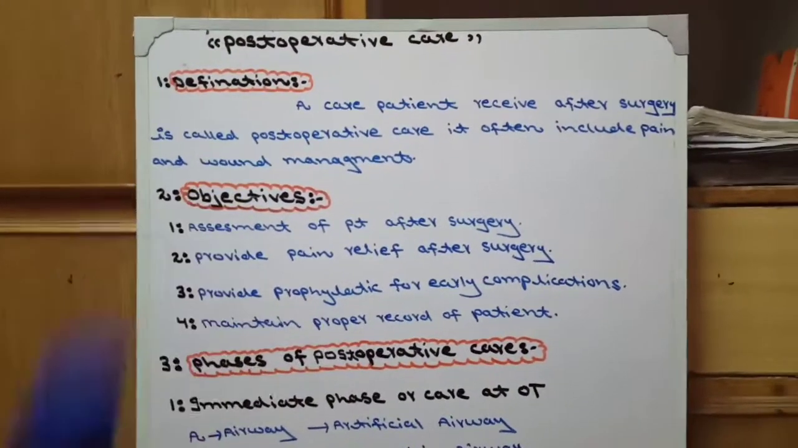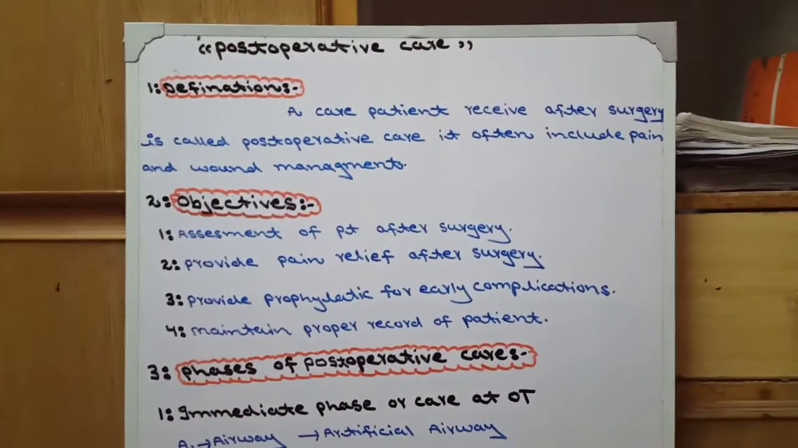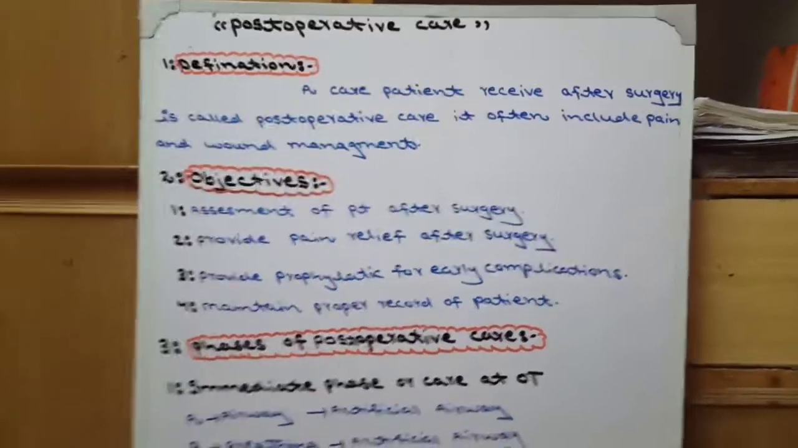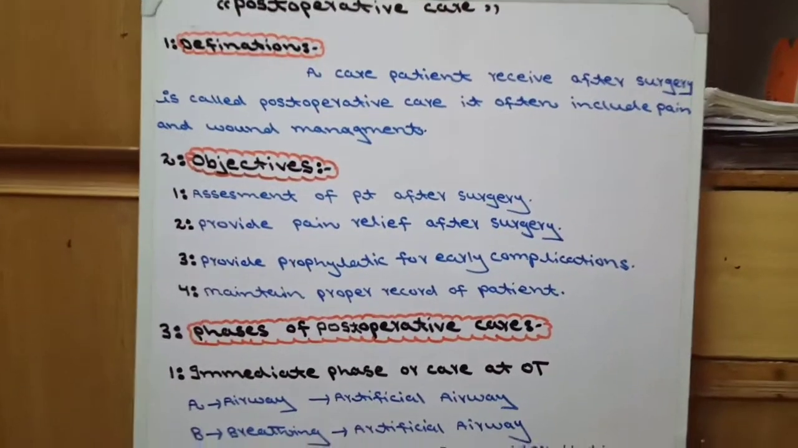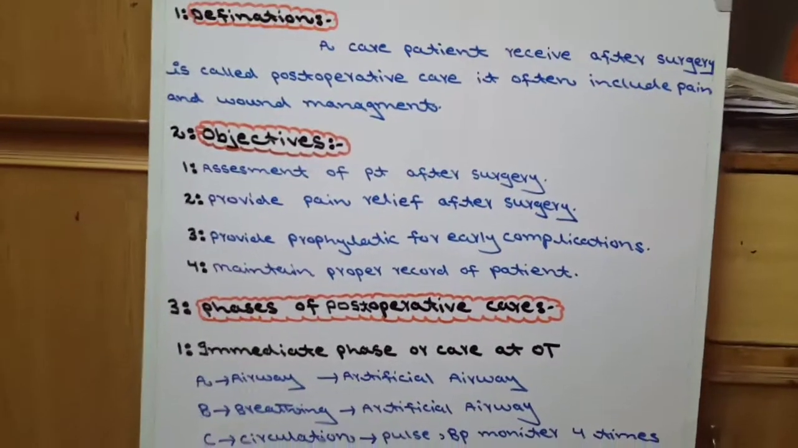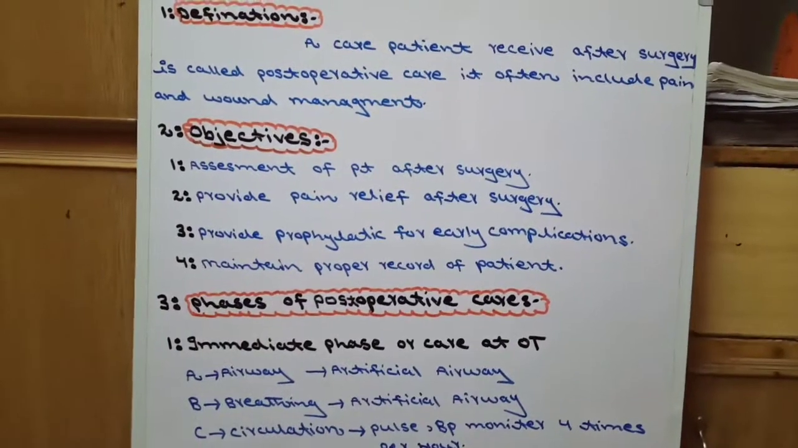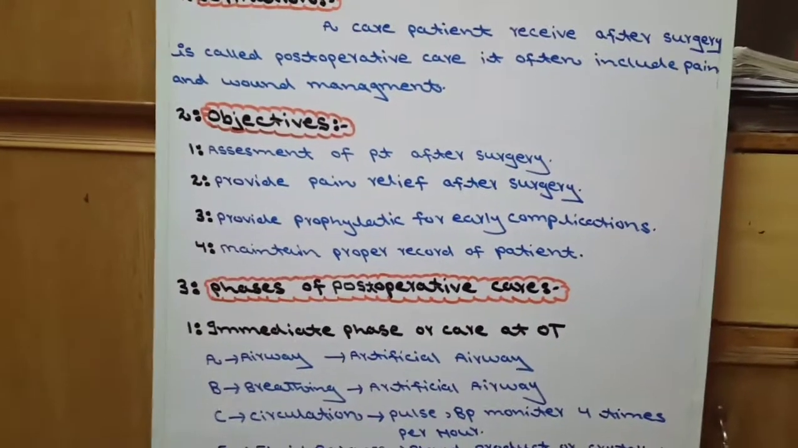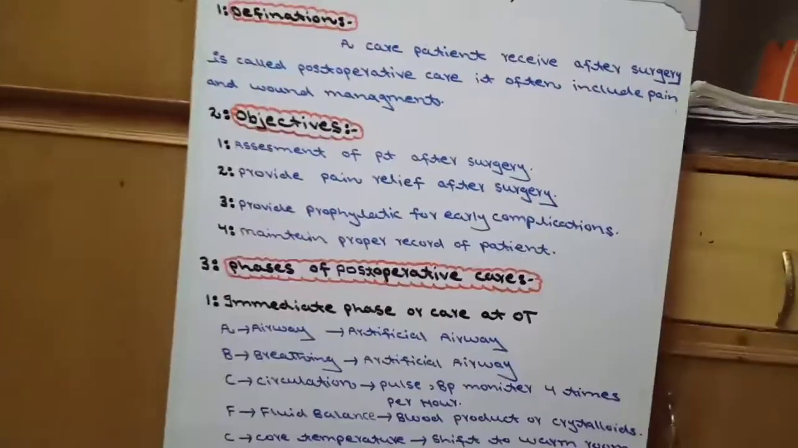Number two, objectives. There are four objectives of post-operative care. Number one, assessment of the patient after surgery, meaning assessment of the condition of the patient. Number two, provide pain relief after surgery. Providing pain relief to the patient is the second objective of post-operative care.